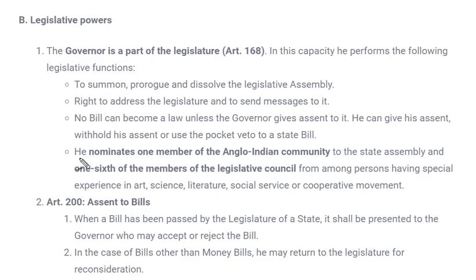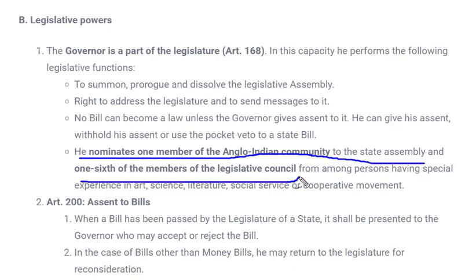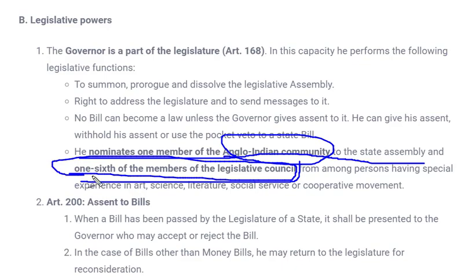Next, he nominates one member of the Anglo-Indian community to the state assembly and 1/6 of the members of the state legislative council. As I've said, state governments may be unicameral or bicameral. So if it is unicameral, the governor can nominate one Anglo-Indian community member in the legislative assembly, and 1/6 of the members of the legislative council if the state legislature is bicameral.